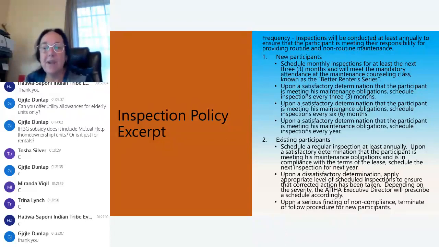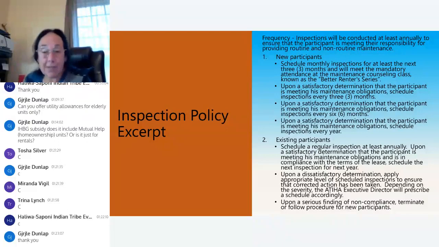After a satisfactory determination that the participant is now meeting the maintenance obligations, schedule the inspections at every 6 months. Upon a satisfactory determination, meeting their maintenance obligations, schedule the inspections on a yearly basis. For your existing participants, schedule a regular inspection at least annually. Upon a satisfactory determination that the participant is meeting their maintenance obligations and is in compliance with the terms of the lease, schedule the next inspection for next year.